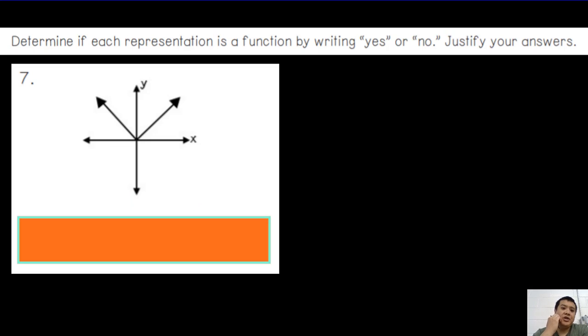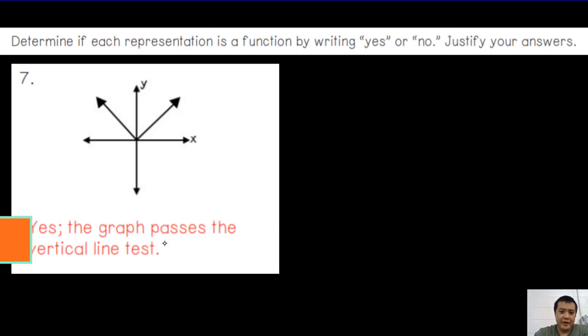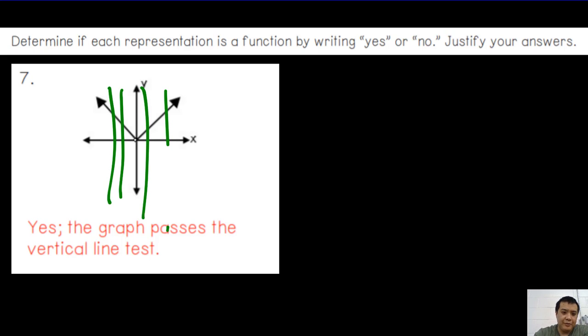Determine if number 7 is a function and justify your answer. You should have found that it is a function, because it passes the vertical line test. Anywhere I draw a vertical line, it will only pass through this relationship right here once, and only once, and no more than once. I guess that's the better way of putting it.